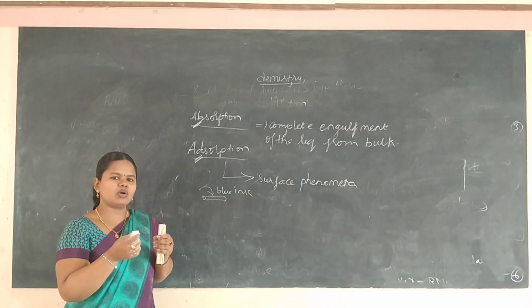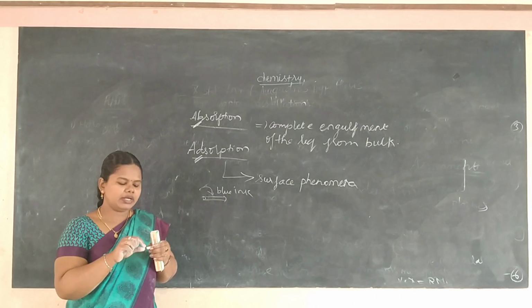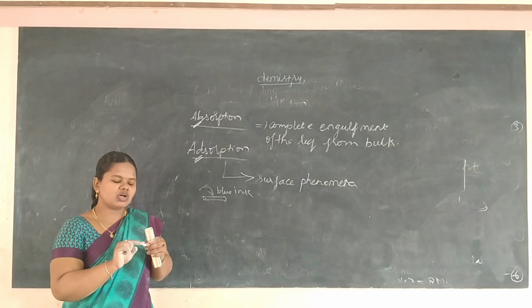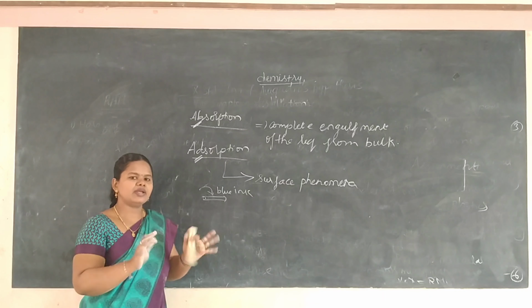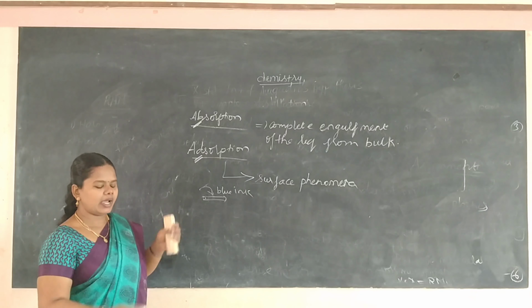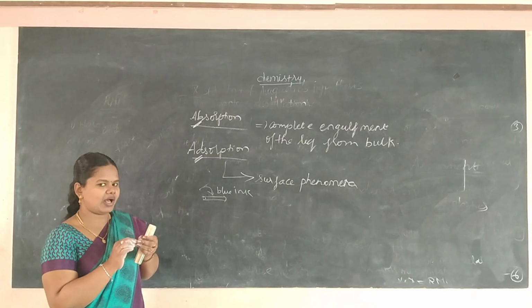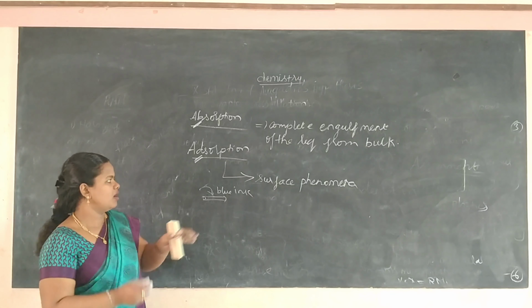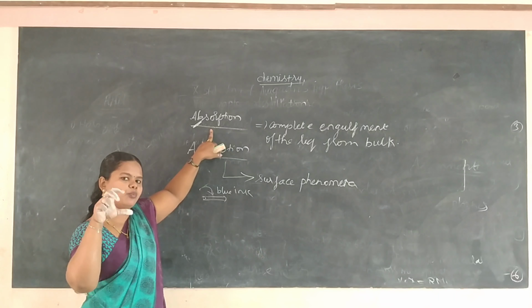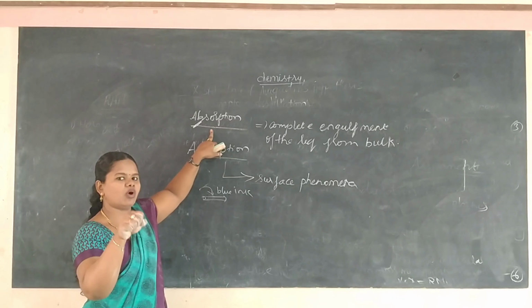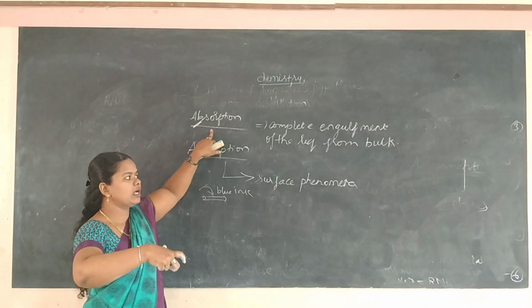So if you have a chalk piece in your home, you can do it. When you spray ink on the chalk piece, what happens? The ink will be present on the surface. When you break this chalk piece, inside no ink will be present, and some of the outer layer will have what? The ink.